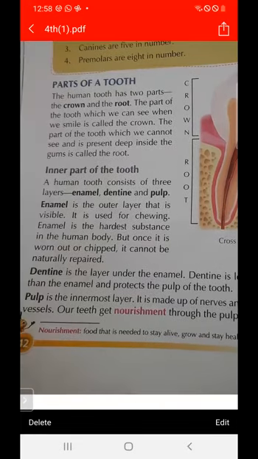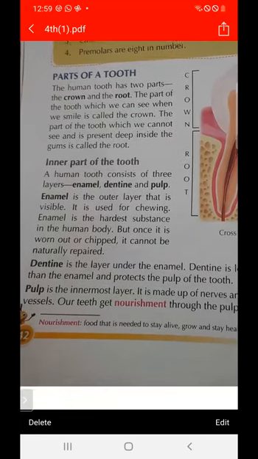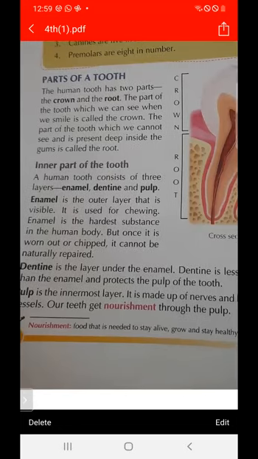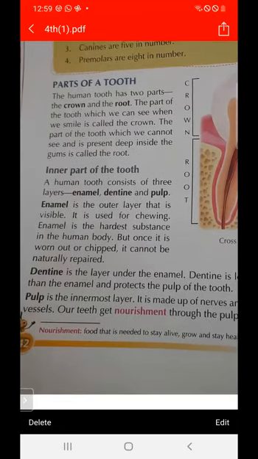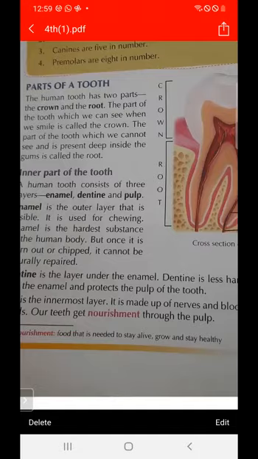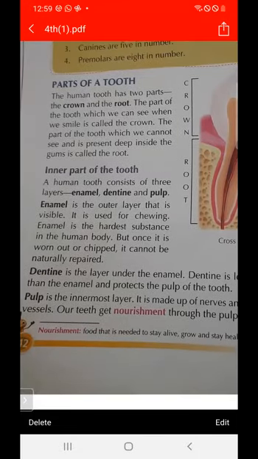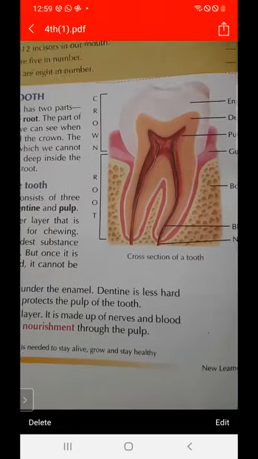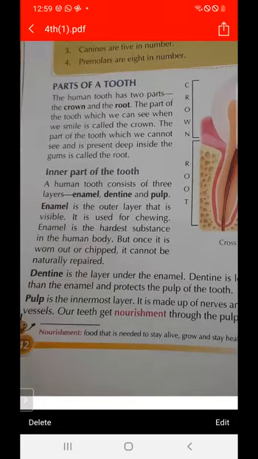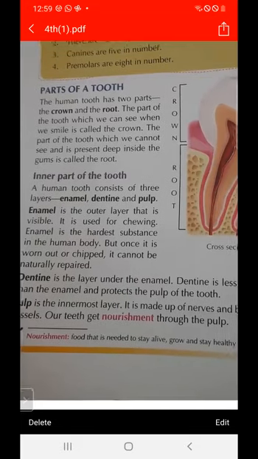And next is pulp. What do you mean by pulp? Pulp is the innermost layer and it contains various nerves and blood vessels. So pulp is the innermost layer and our teeth get nutrition through the pulp.